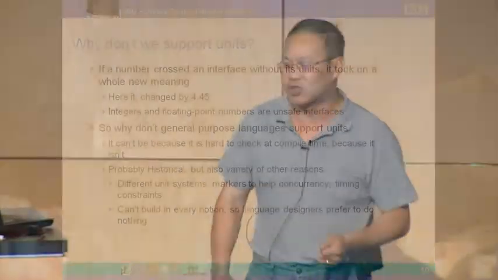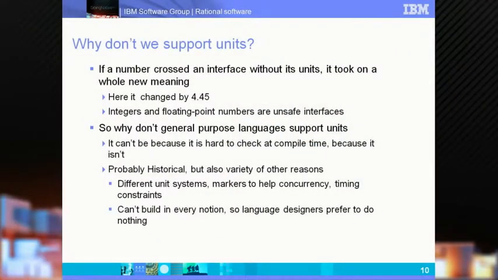so when it comes down to it, why don't general purpose languages support units? It can't be because it's hard to check at compile time, because it really isn't. It's mostly historical, a lot of different reasons. Maybe the different unit systems, the markers are not needed. You can't really build every possible notation into your language design, and the designers have to choose one or the other. And in most cases, the designers choose to do nothing. Okay?